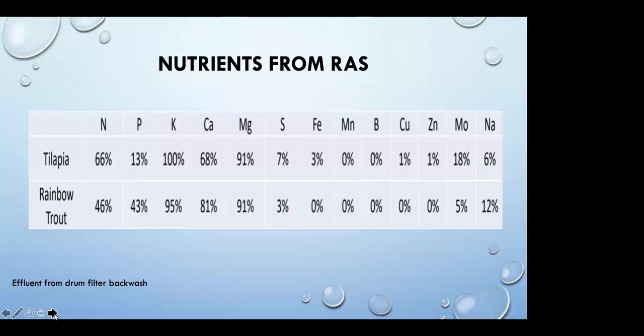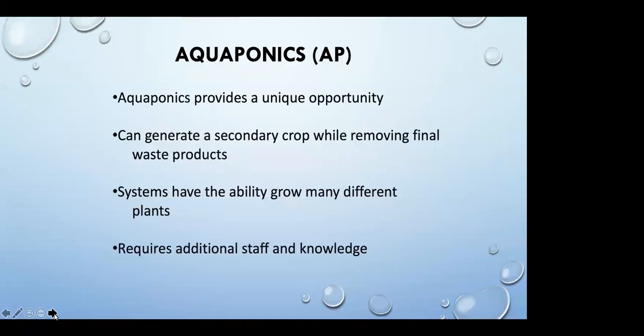Basic nutrients are coming out of a RAS system, and this is the effluent coming out of a drum filter of a RAS system. This is why we either have to treat that water or deal with that nutrient or waste coming out, or we can use it in an aquaponic application. It's important because it creates additional opportunity, and you can get an aquaponics crop within 7 to 14 days versus your 6 month to 1 year investment in your fish. It can generate a secondary crop while removing final waste product.